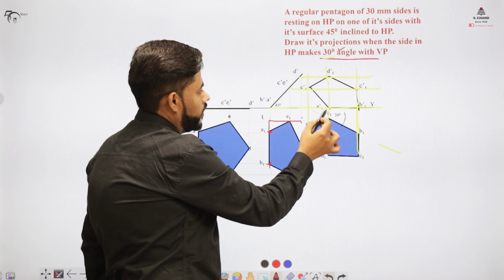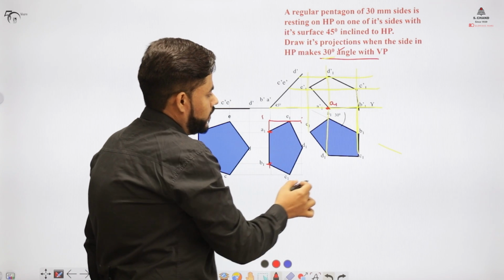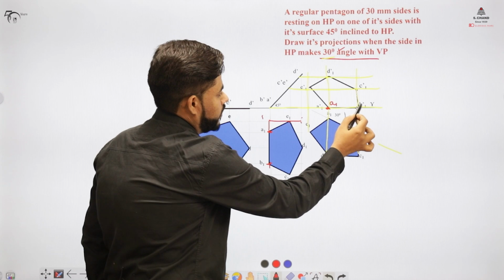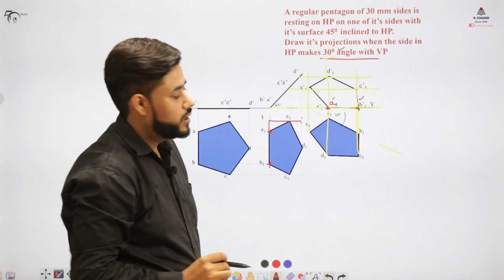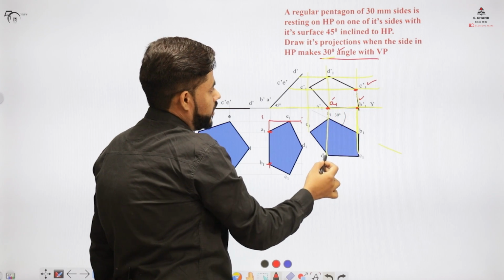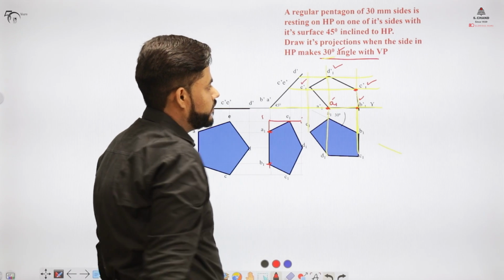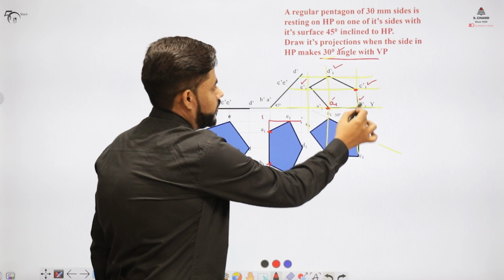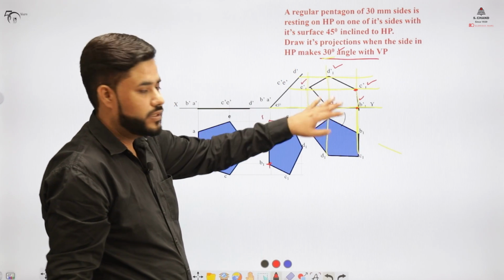Like this A point, when connected to this A point, will give you A1 dash. When this B point connected to B point will give you B1 dash, sorry, I may use a dash. And then C point when connected to C point will give you C1 dash. D when connected to D will give you D1 dash. E when connected to E will give you E1 dash. Join all the points together, you will get what? The pentagon, the tilted one.